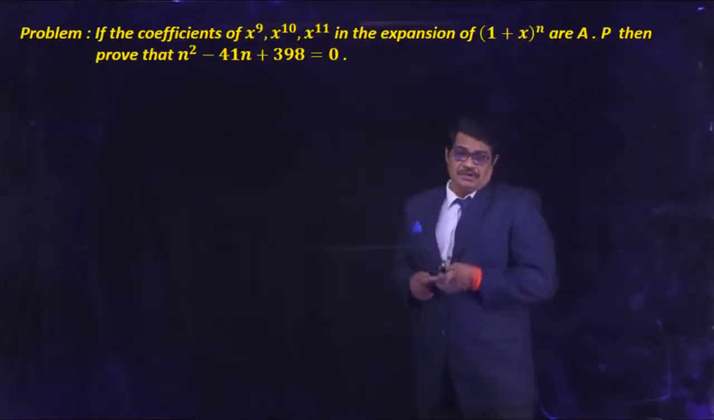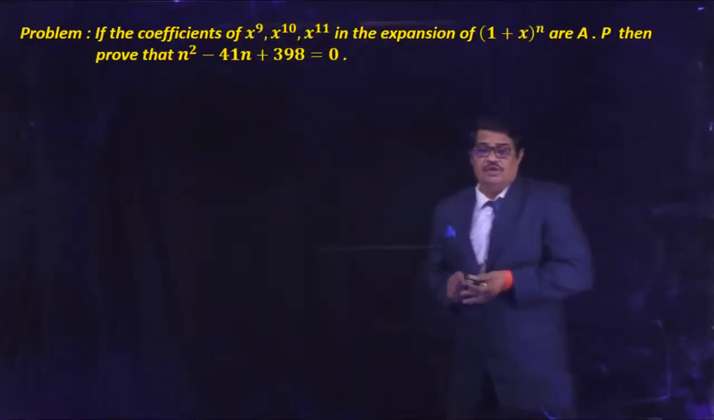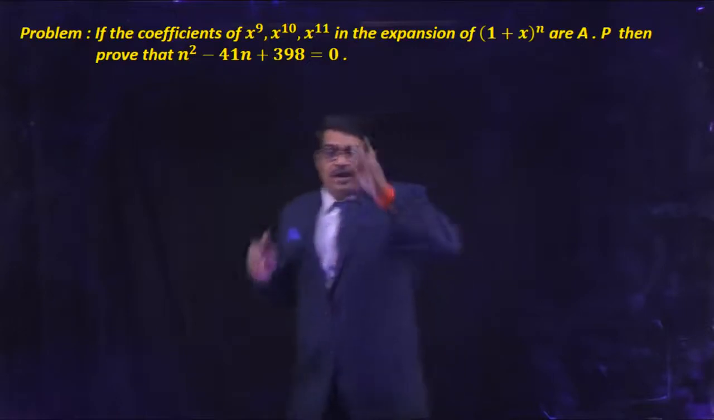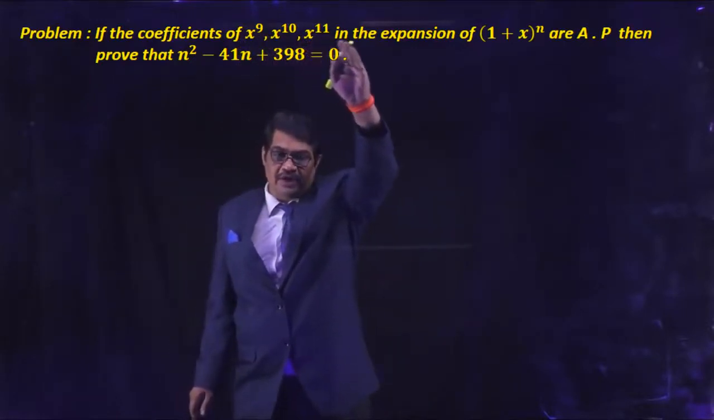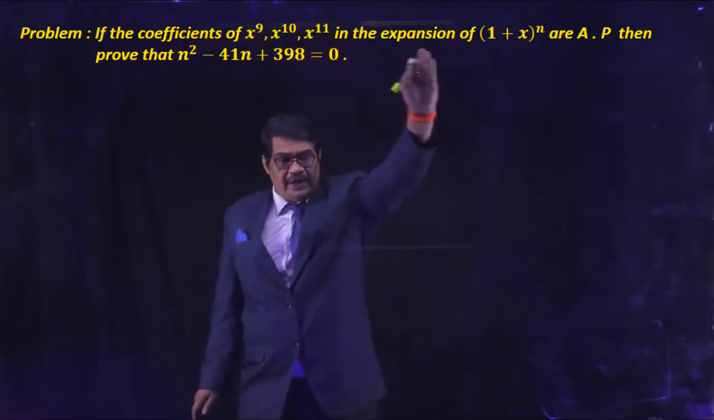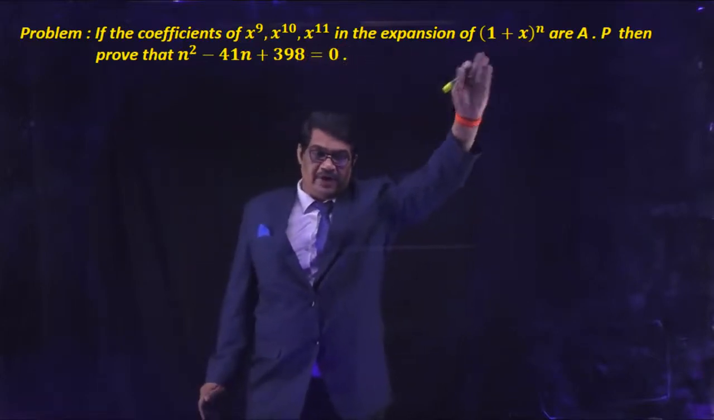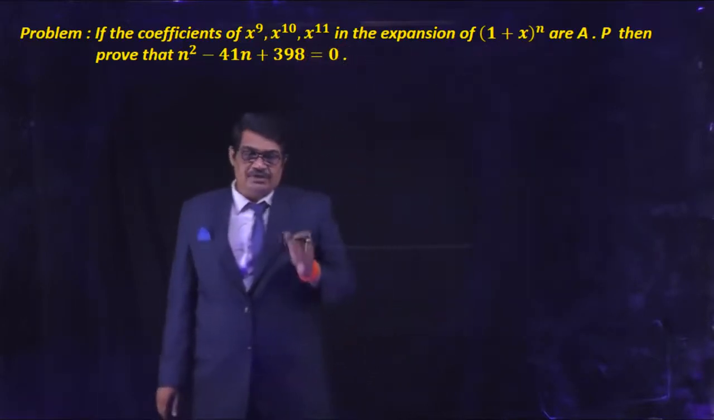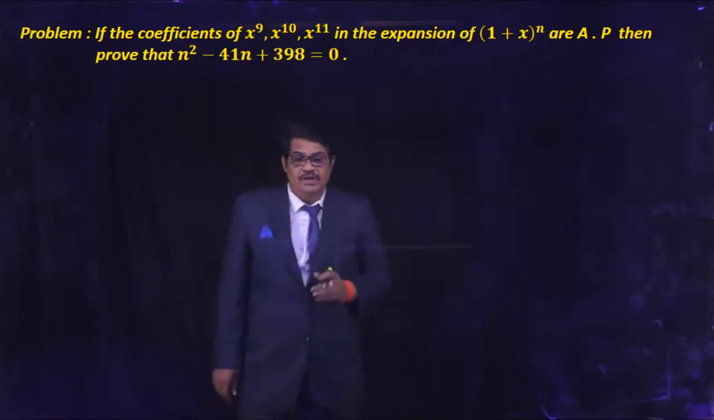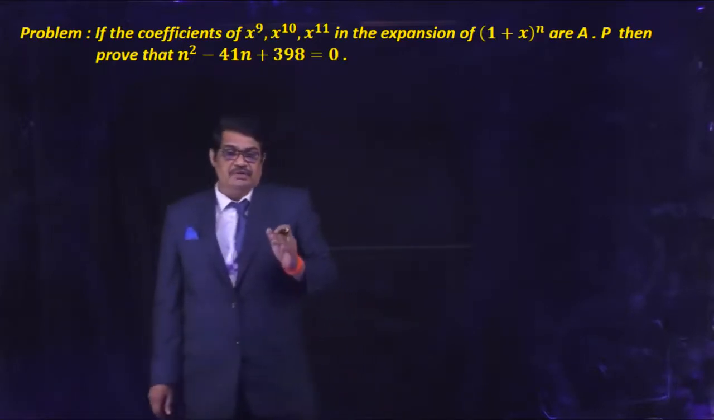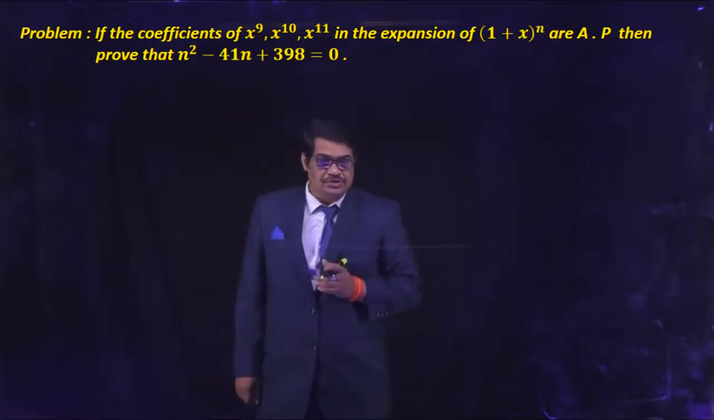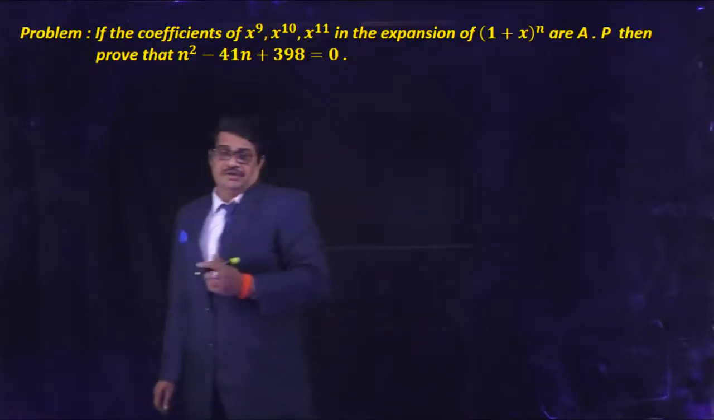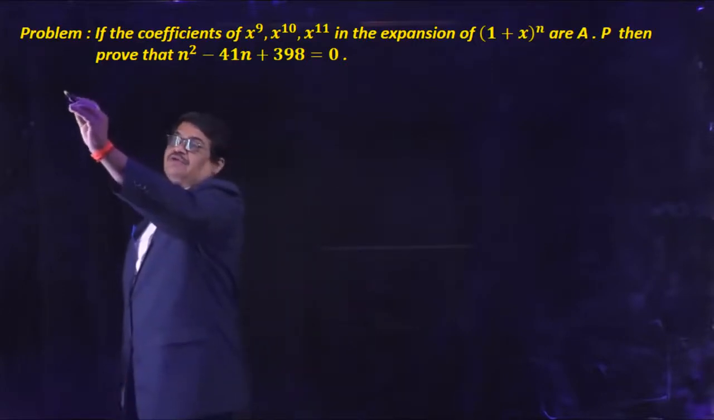Okay. Another problem. If the coefficients of x to the power of 9, x to the power of 10, x to the power of 11 in the expansion of (1 plus x) to the power of n are in AP, that is arithmetic progression, then prove that n squared minus 41n plus 3398 is equal to 0. Okay, that is the given problem. See the solution.